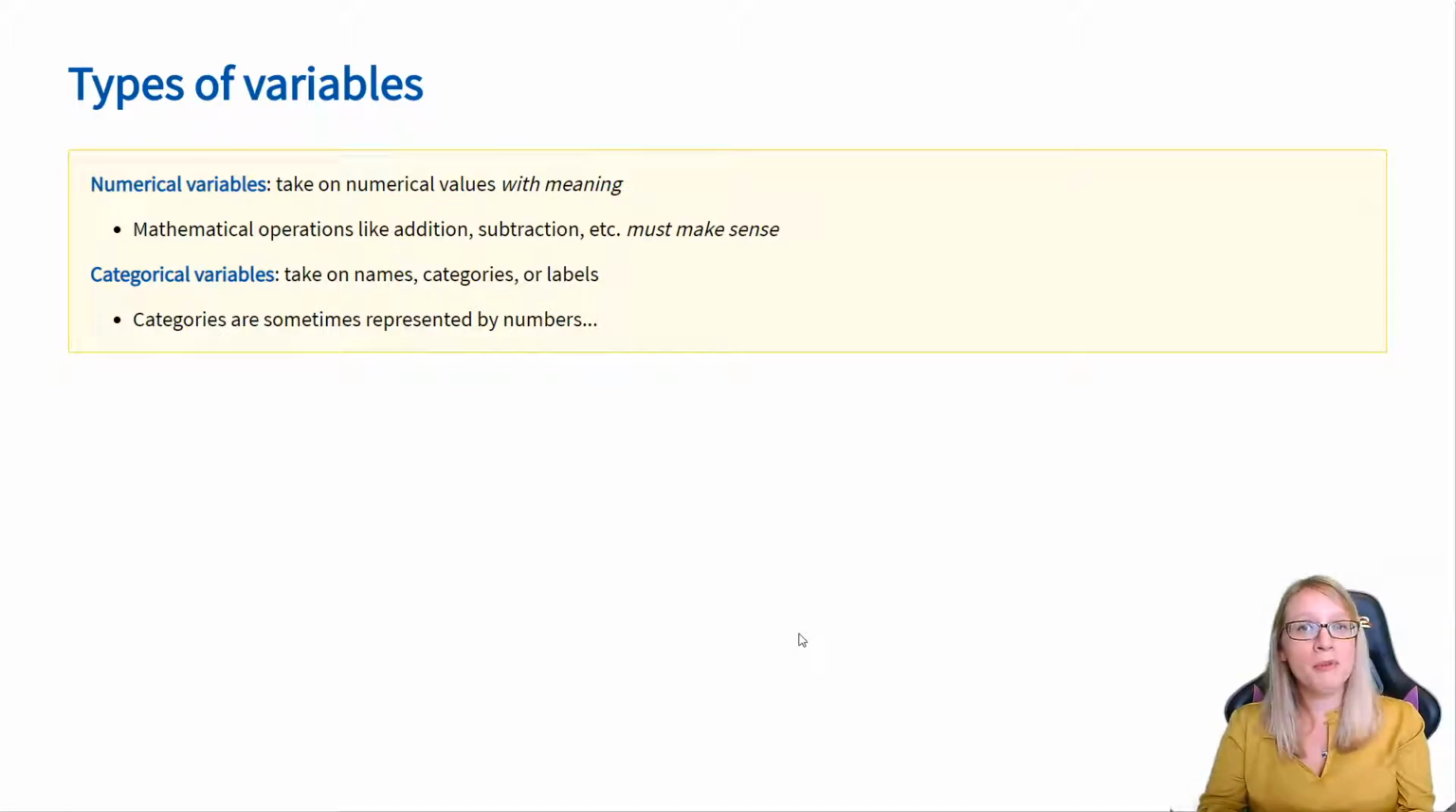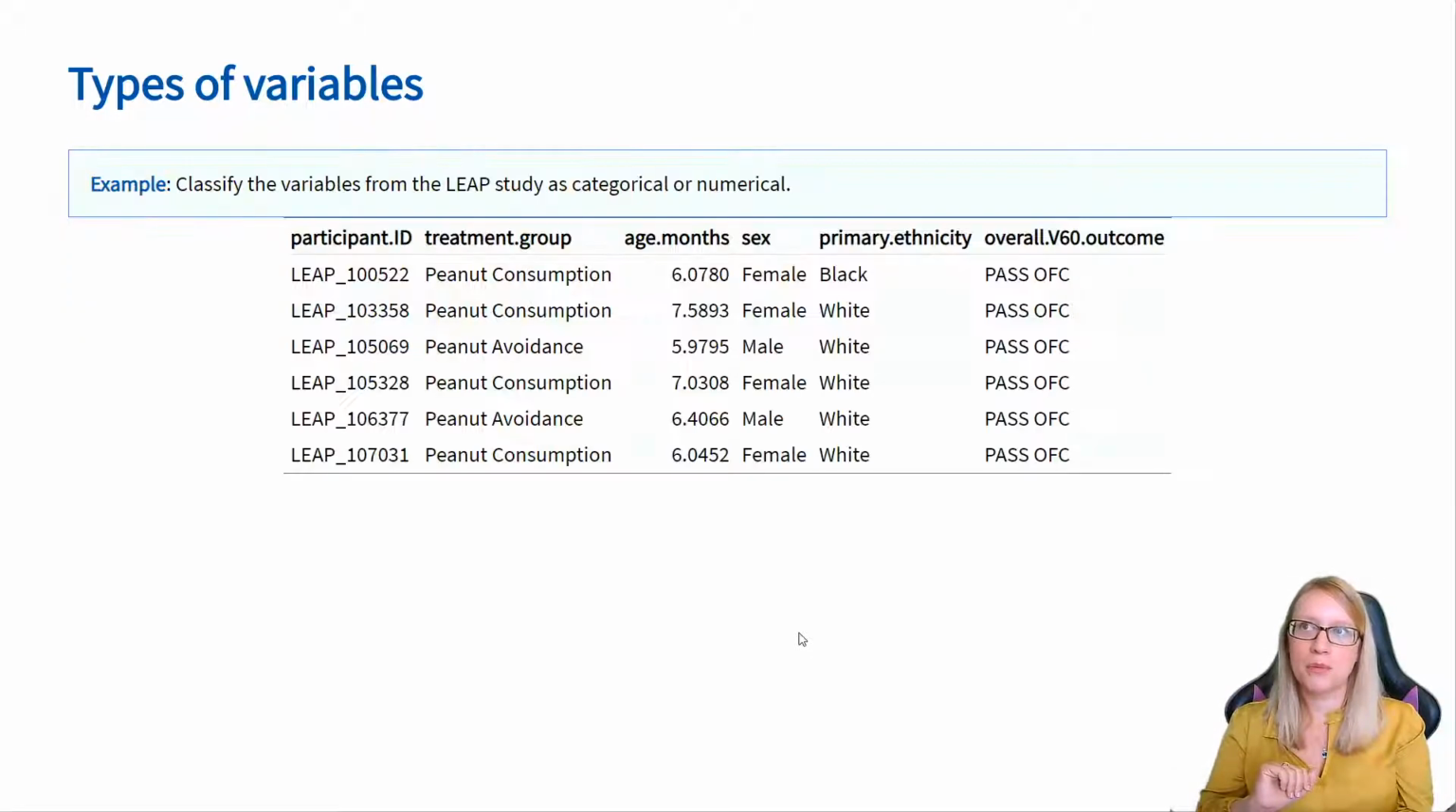The other type of variable that we frequently see are categorical variables. So these are, simply put, just categories. What color shirt you're wearing today, that's a categorical variable. Whether or not you're watching this video on your phone or on your laptop or a desktop, that's a categorical variable. Remember, these categories can be represented by numbers, so it is a little tricky sometimes to distinguish.